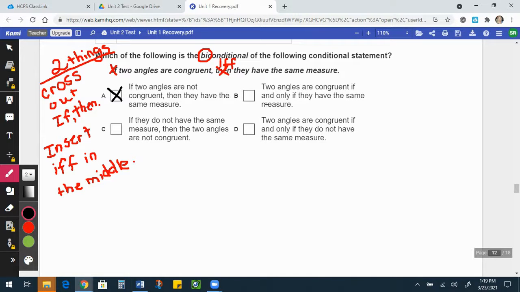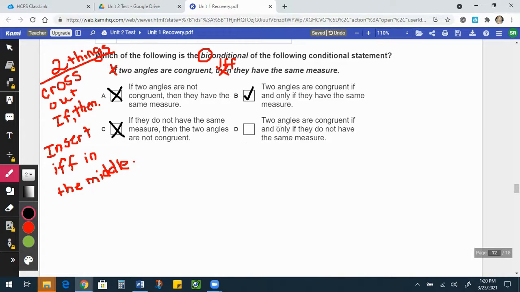Let's check B. Two angles are congruent if and only if they have the same measure. That's a perfect match. I feel very confident my answer is B. But I need to check and make sure C and D don't also work. C, if they do not have the same measure, well, I can stop right there. That if was supposed to be crossed out. I know it isn't C.